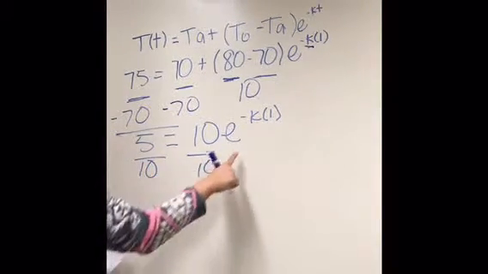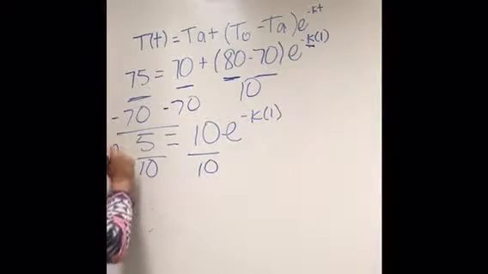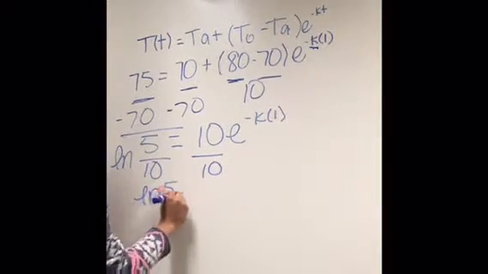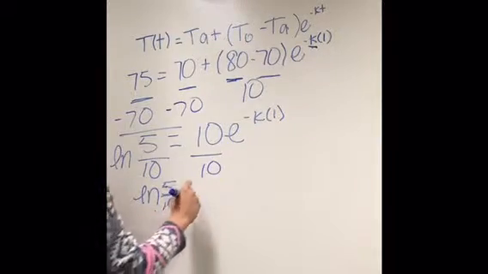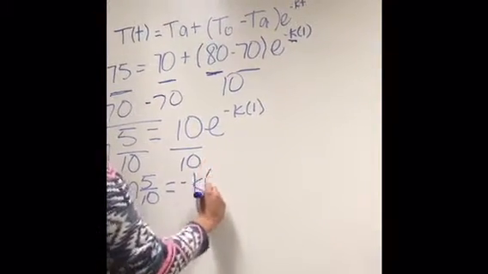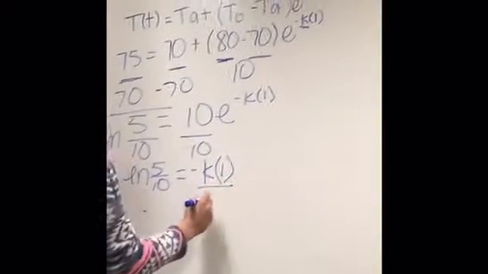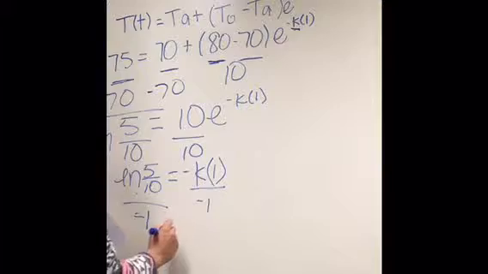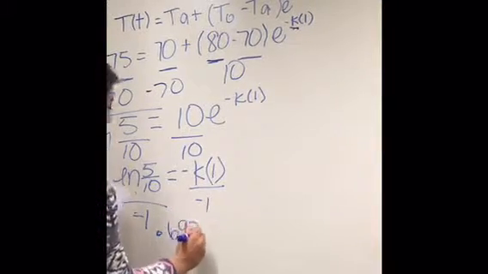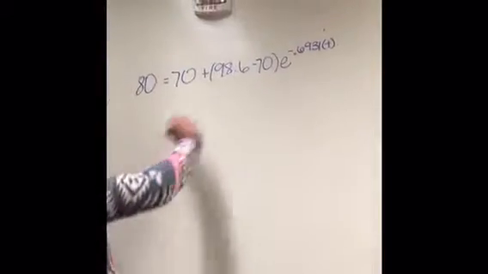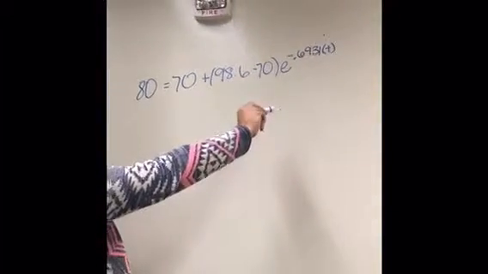And in order to get rid of the e, we have to take ln. So it's ln(5/10) equals negative k times 1. And we divide by negative 1 on both sides. And we get 0.6931 for our k.